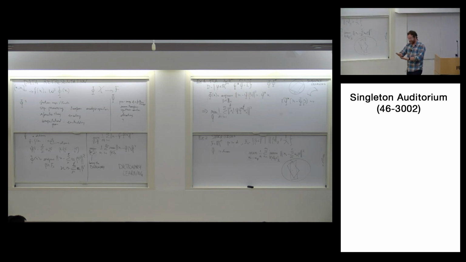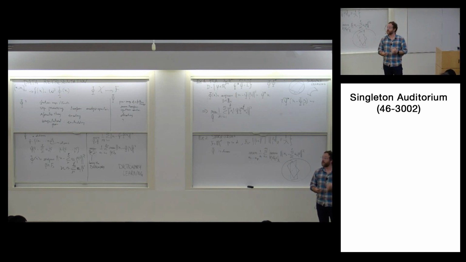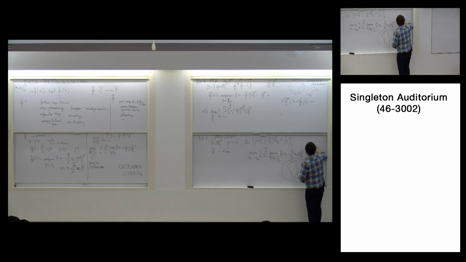Anyway, so that's the assumption you make when you say sparse coding. You assume that your data lie in what is sometimes called a union of subspaces.